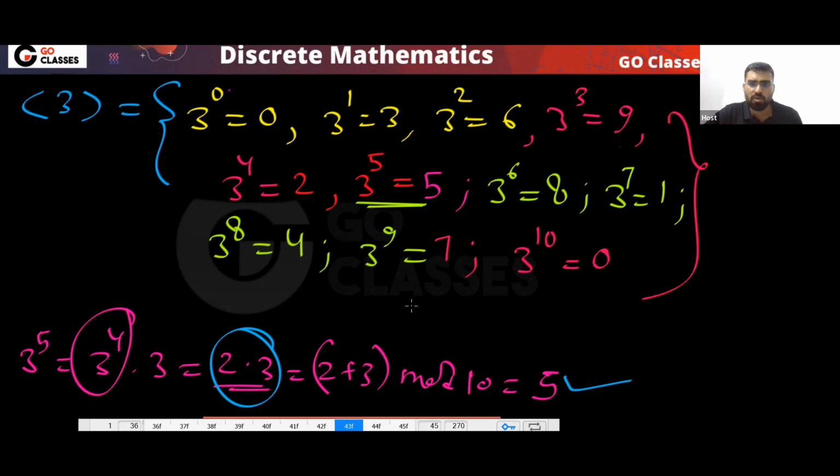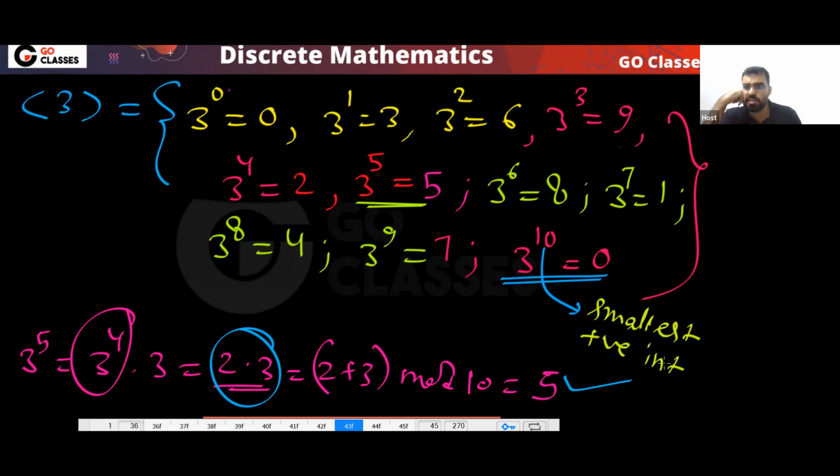Can you notice? Now, one thing you notice here. As soon as I get the smallest positive integer, what is this 10? This 10 is the smallest positive integer such that you are getting the identity element. Yes or no?